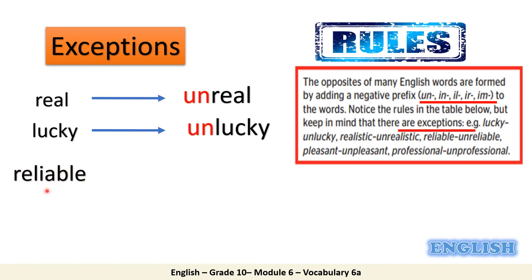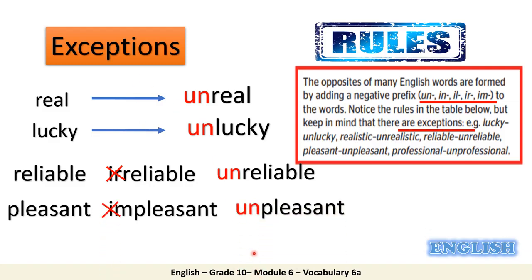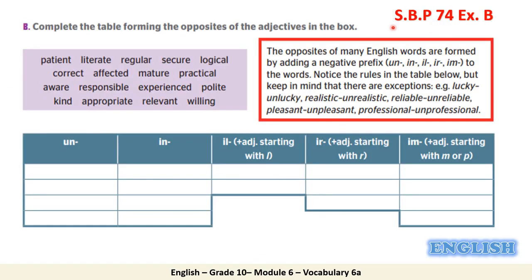Also, we have here reliable. The initial letter is R. So can you think of the opposite of this word? And what is the suitable prefix here? That's correct. I can't say irreliable, but the correct one is unreliable. I have pleasant. It starts with P. Can I say impleasant? No, because it's an exception. So it becomes unpleasant. Now, let's go to your student book, page 74, exercise B.